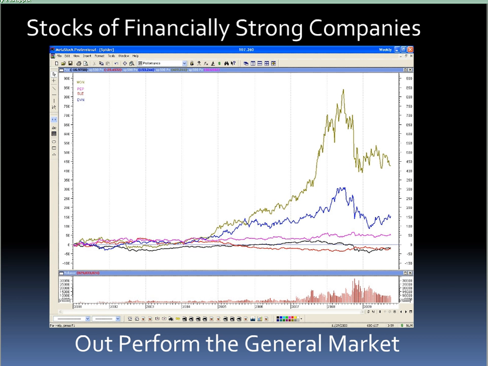in the market. On this chart, I'm showing the black line down here is the S&P 500, which has been normalized. Let's see if I can get the arrow on that. Okay, this is the S&P 500. It's been normalized for the last 10 years, so it's about zero. And what you're seeing on the chart is actually how other stocks, financially strong stocks, perform versus the S&P.